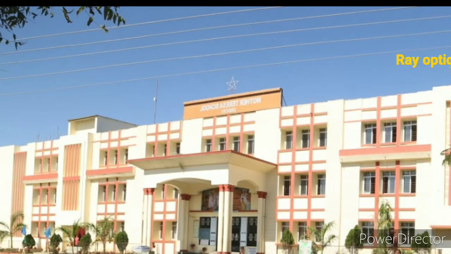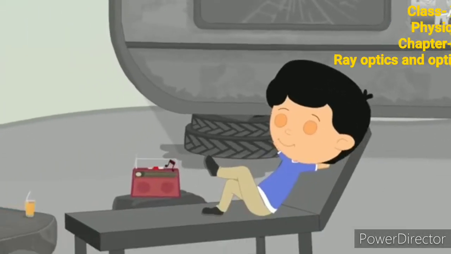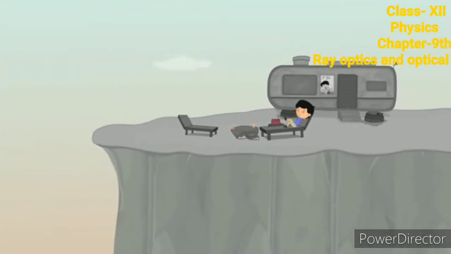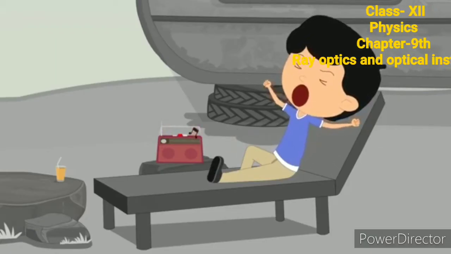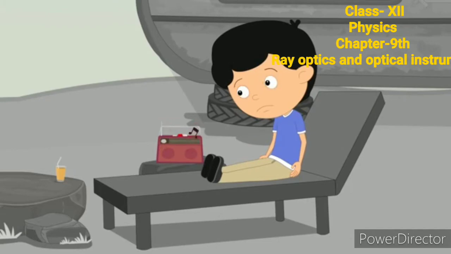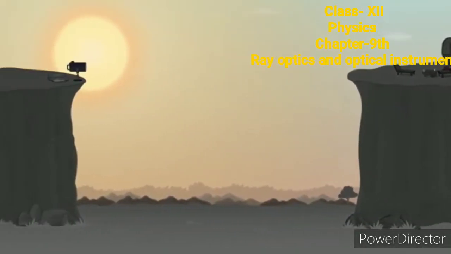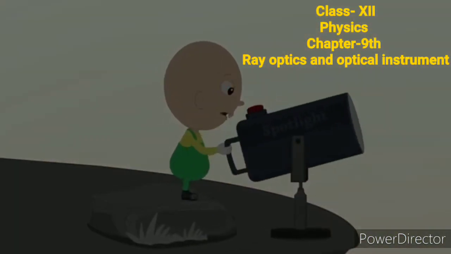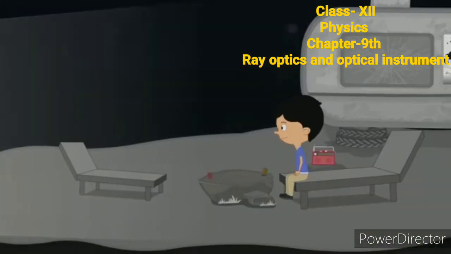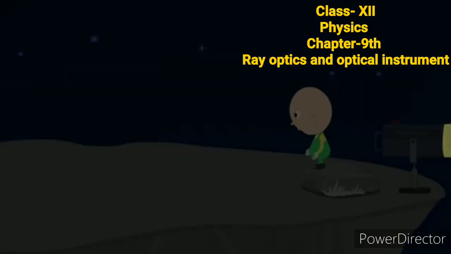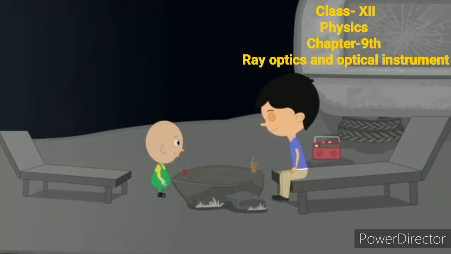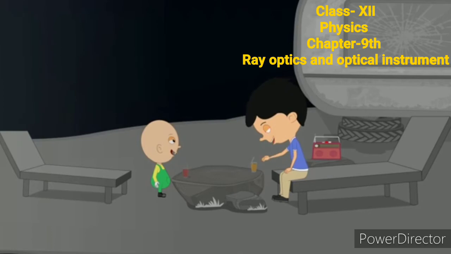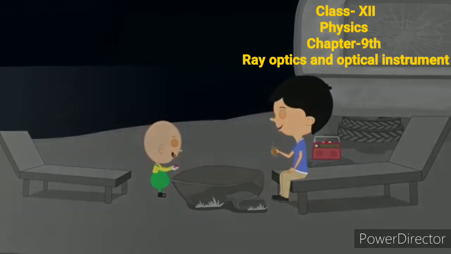Good morning everyone. In this video, we will discuss ray optics and optical instruments. That is chapter 9 of class 12th physics syllabus. What do you think we are going to study in this lesson? When we hear optics, we think of something related to optical instruments. That means we are going to study certain phenomena related to light.